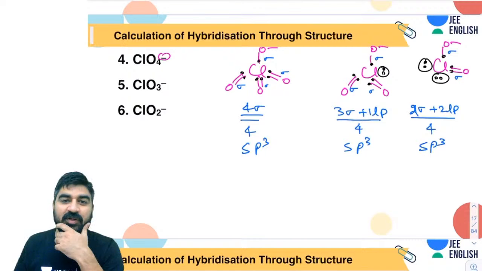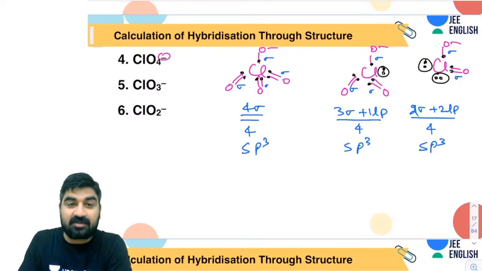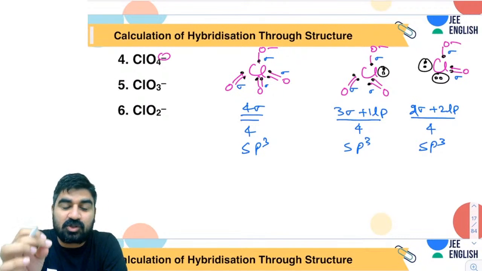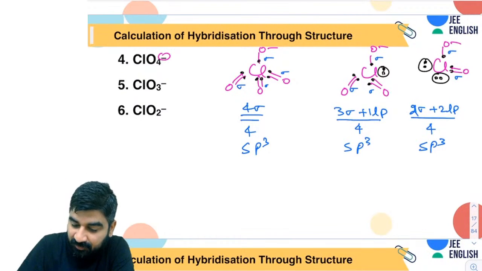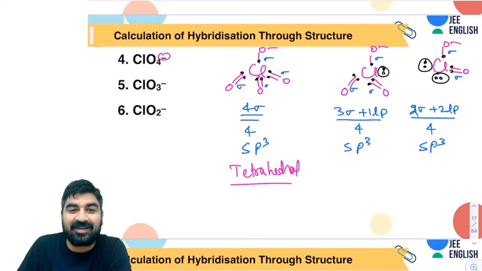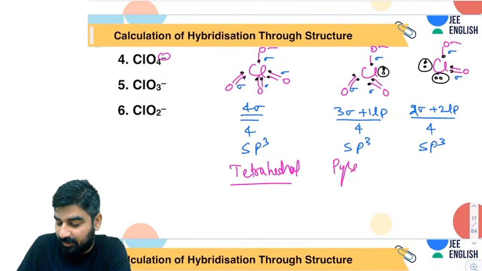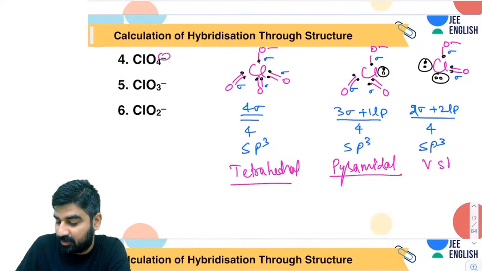Right, this way you can calculate the hybridization. And if hybridization is sp3, it means the electron geometry will be tetrahedral, but now we have lone pairs as well. In this case we have 0 lone pair, so I will call it tetrahedral. In this case we have 1 lone pair and 3 bond pairs, so I will call it pyramidal. We have already done these things. In this case we have 2 lone pairs and 2 bond pairs, so I will call it V shape or bent shape.